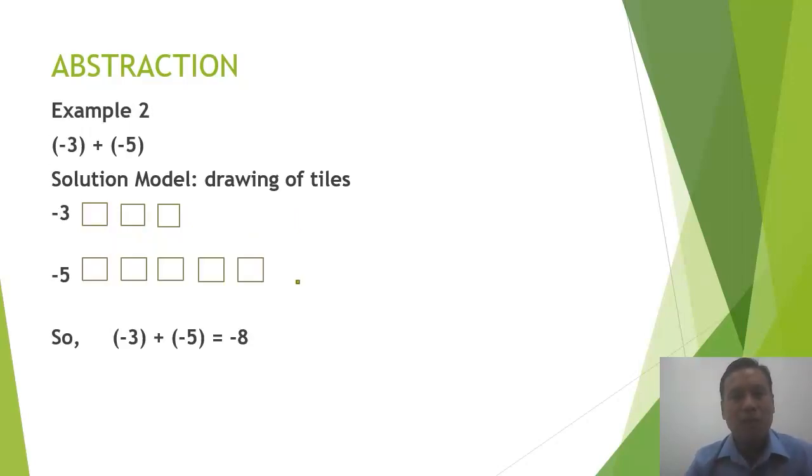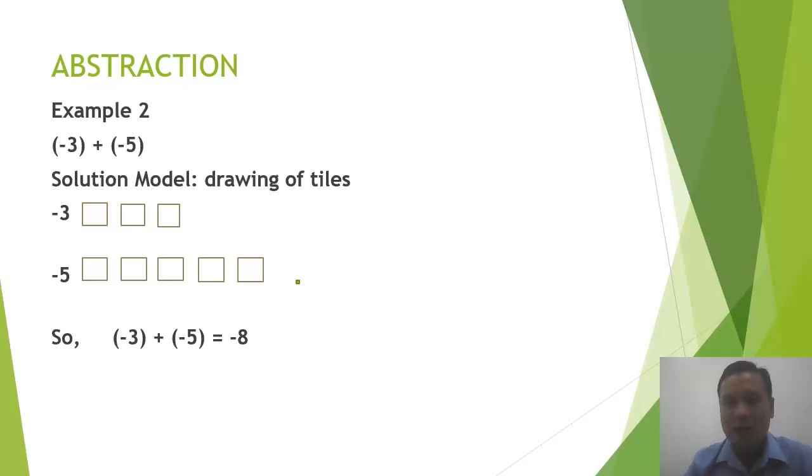Let's have another example. Negative 3 plus negative 5. Still, we're going to use tiles. So represent negative 3 with 3 tiles. 1, 2, 3. White tile, unshaded, so that is negative. Then negative 5, 1, 2, 3, 4, 5. That is also unshaded, white tile. Now find, if you can, if there is a 0 pair. Remember, a 0 pair, a pair of black and white tile. Can you find? There's none.